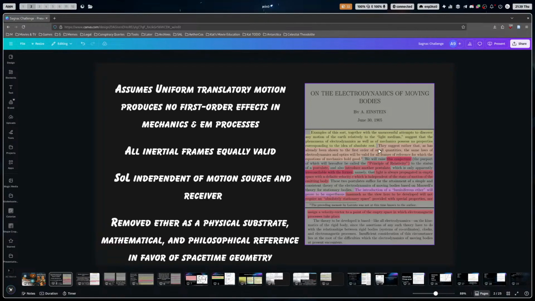If we raise this conjecture, which will hereafter be called the principle of relativity, to the status of a postulate, and we will also introduce another postulate, one which is only apparently irreconcilable with the former, namely that light is always propagated in empty space with a definite velocity c, which is independent of the state of motion of the emitting body. Now, Tony, before you jump to conclusions and say, but he doesn't say receiver here, right?